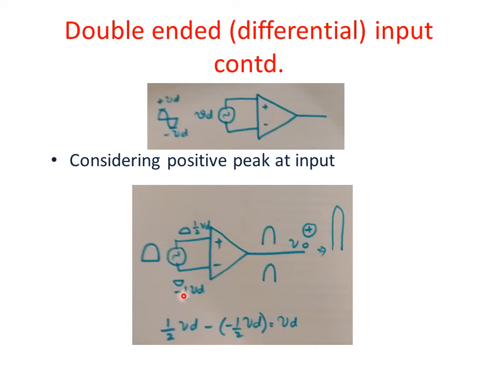Now because of this portion, the output is this. At the output I will get the sum of these, and the resultant output will be a much amplified wave. Now I can see that when I am applying a differential input, or an input between the two terminals of the op-amp, I am getting an amplified positive wave at the output. Now the other case for the differential input will be the negative wave applied. Now let us see how it will work.